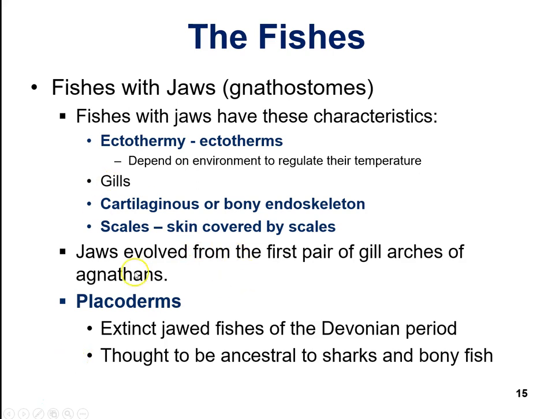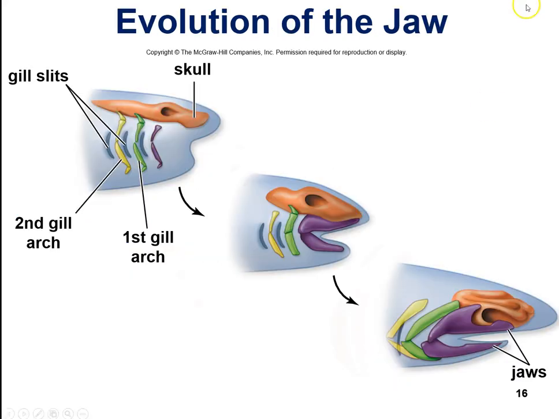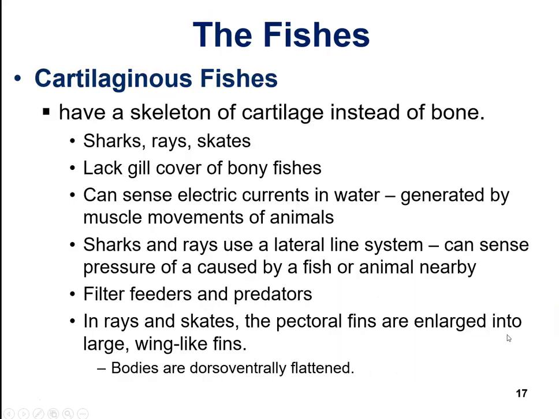There's also another group here called placoderms, and you might have heard of this before. These guys are extinct. They were jawed fishes of the Devonian period, and they're thought to be ancestors of sharks and bony fish. So they don't exist today. And like I said, this is showing the evolution of the jaw. In these jawless fishes, this first gill arch is believed to become the jaws.